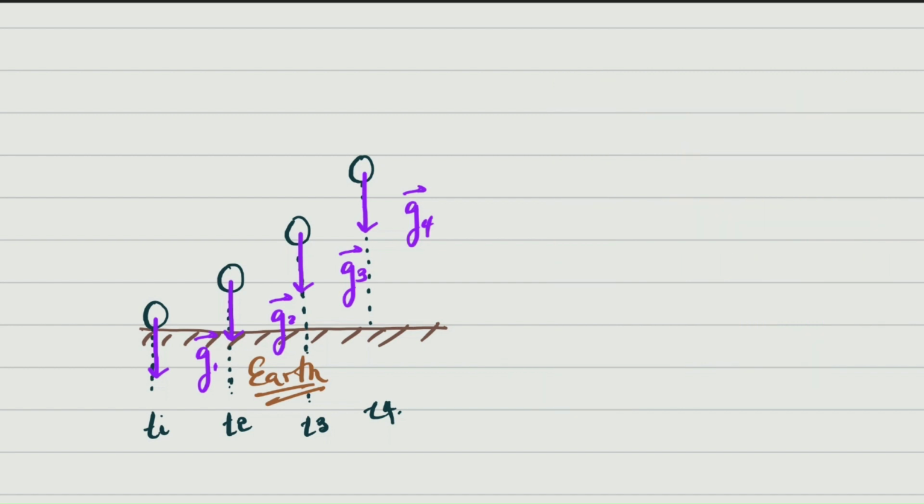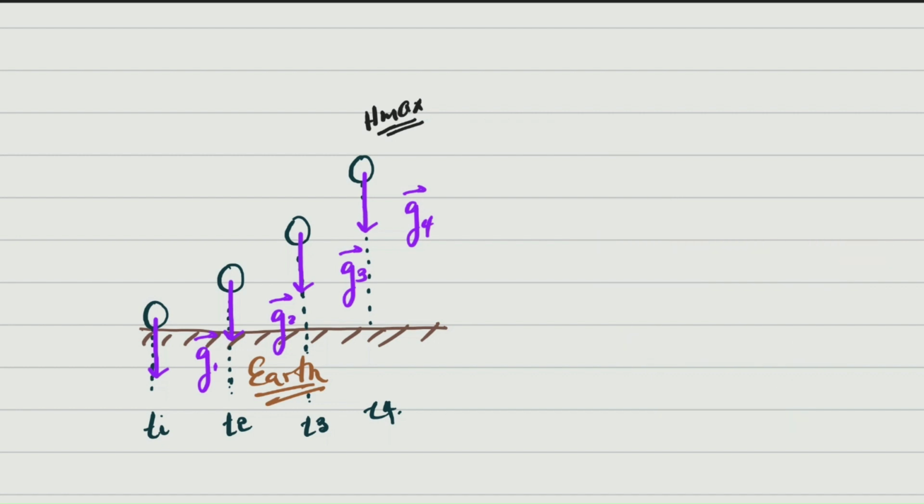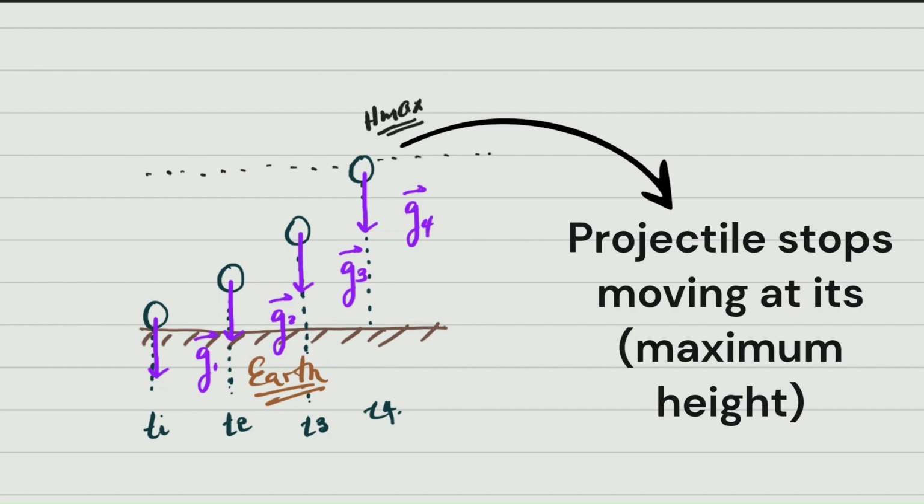Now, how is the motion of the object? The object will move up to a point, and then when it reaches that point, the object will stop and turn back to the surface of the earth. We call that point the maximum height. So this one here, for instance, is going to be the maximum height of this specific ball. So it was moving, and then when it's at the maximum height, it stops moving and turns back to the ground.